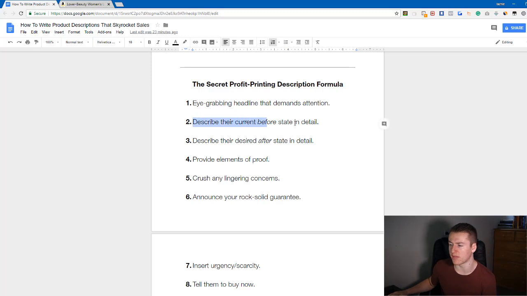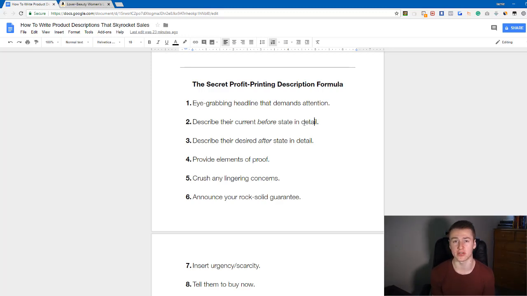Now you need to describe their current before state in detail. You need to start talking about what pains they're going through right now. What are they suffering from right now? Because if you can't describe how somebody's feeling right now, why should they believe that you can tell them how they're going to feel in the future? You know what I mean? The more you can explain how somebody feels in that moment, the more they're going to believe that you have the answer to their solution.